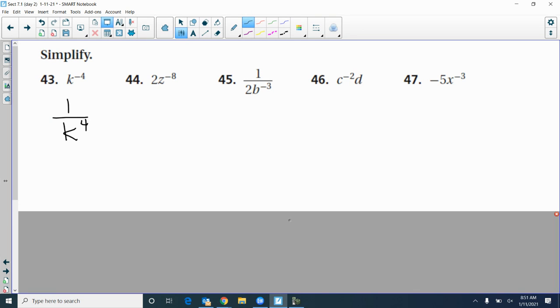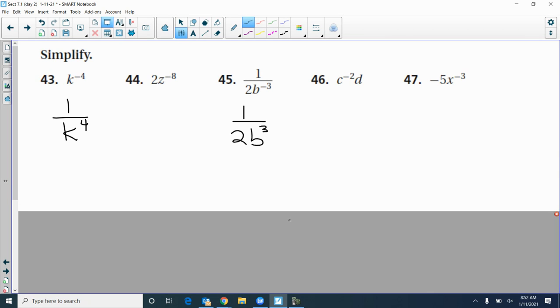All right, Joe, how about 45? What do you think? Would it be 1/2b to the third? Okay. No, and make sure you understand why. This did not move anywhere, did it? The b is right where it was. It's underneath the fraction bar. So if it doesn't move anywhere, you can't change the sign. You just can't flip the sign. The only way to change the sign is if it moves.